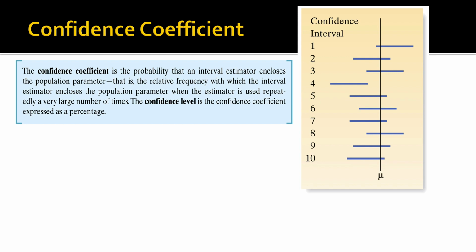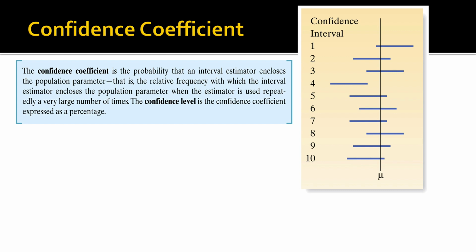That is the relative frequency with which the interval estimator encloses the population parameter when the estimator is repeatedly applied a very large number of times. The confidence level is the confidence coefficient expressed as a percentage.